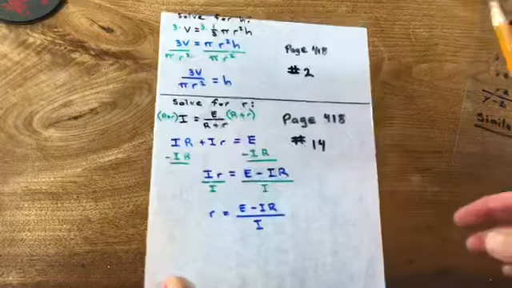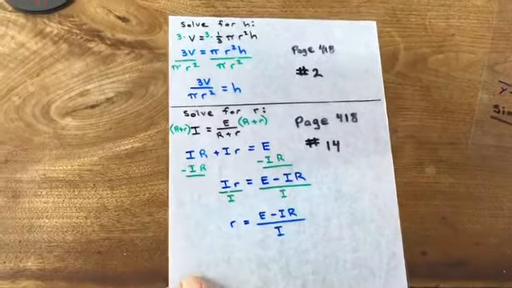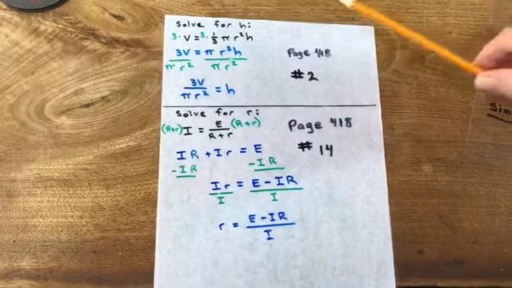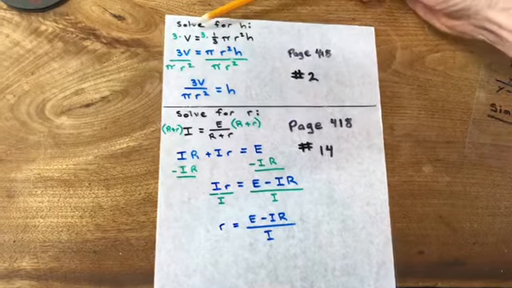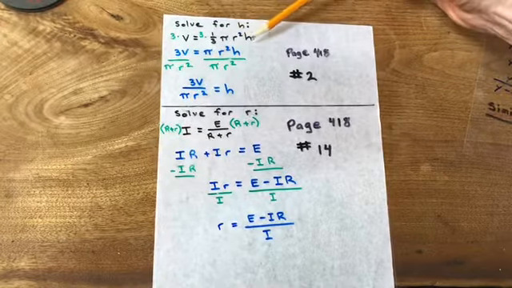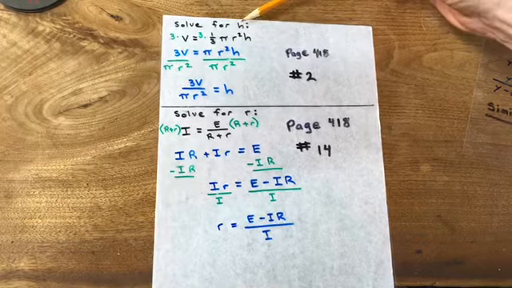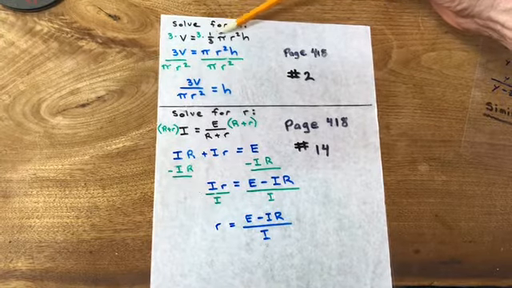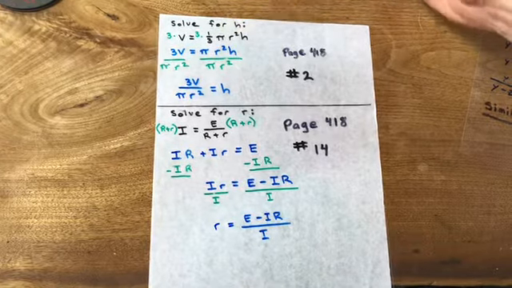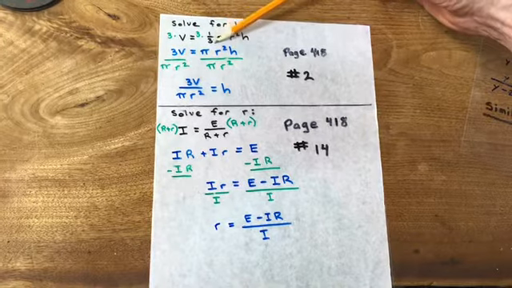Here are two of your homework problems. I'm doing your homework for you. This is on page 418, number 2. The original problem is written in black. You have to solve for h. That means you have to get rid of all this stuff. Oh my gosh. Let's get rid of the fraction first.